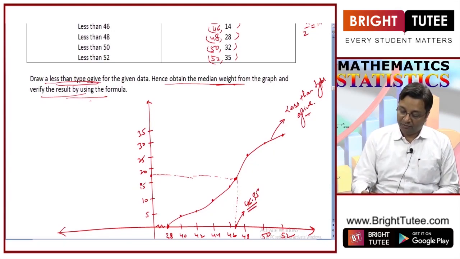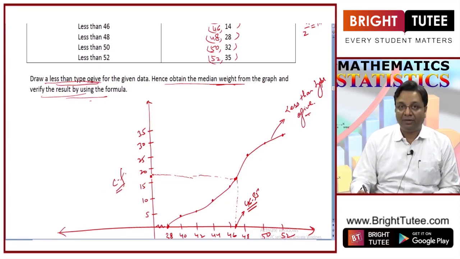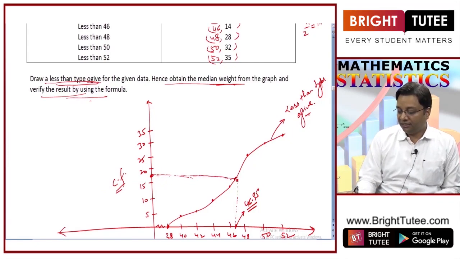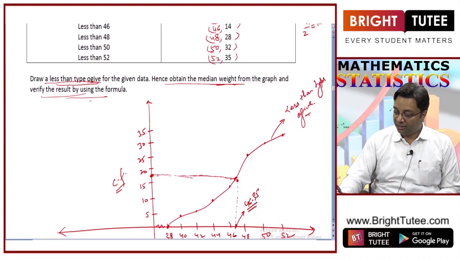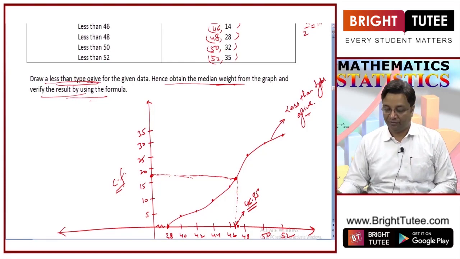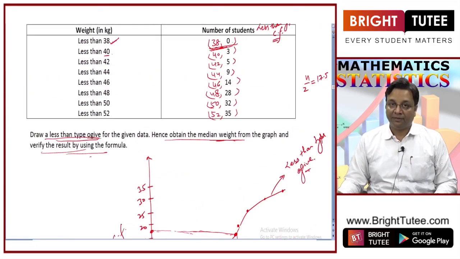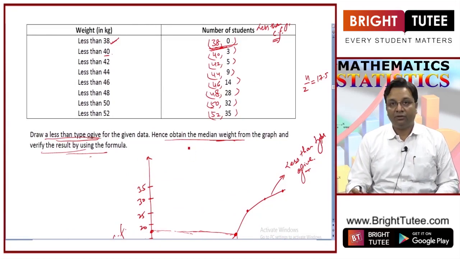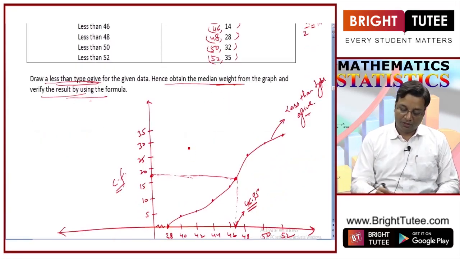What I am doing here is, this is cumulative frequencies. So I am locating n by 2 on the y-axis. Now corresponding to this, I will draw a line parallel to the x-axis and reach at this point on the graph. Now the abscissa of this point will give me the median. So this is the median, 46.95. Now we can confirm this by calculating the median using the formula also. Now what was the formula for median?